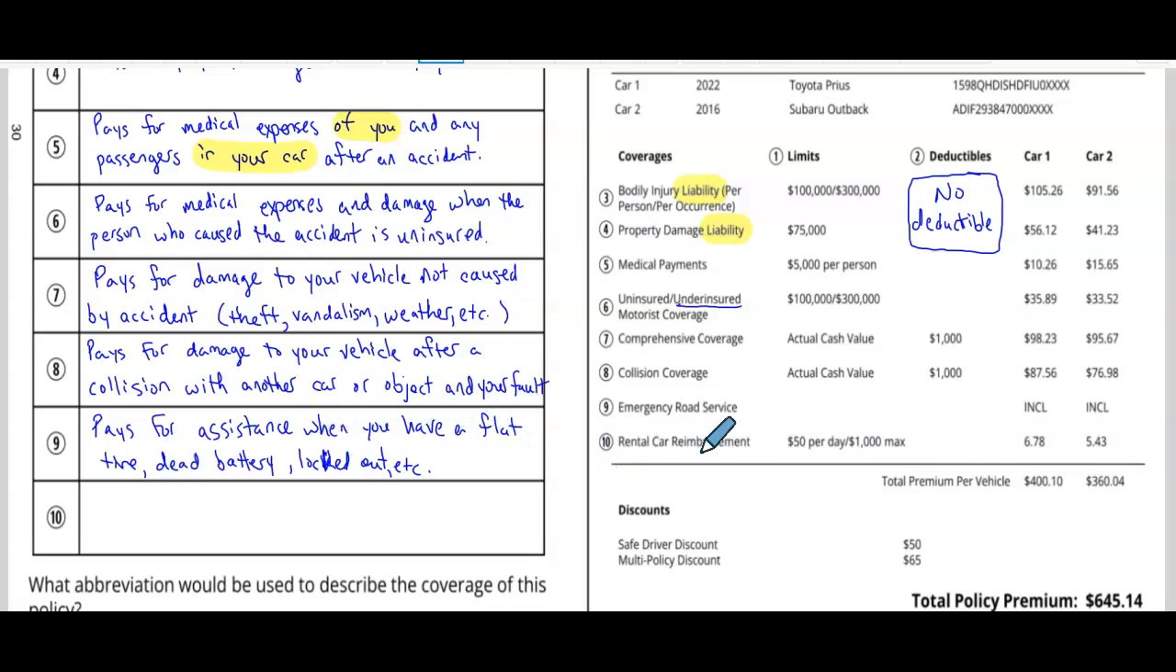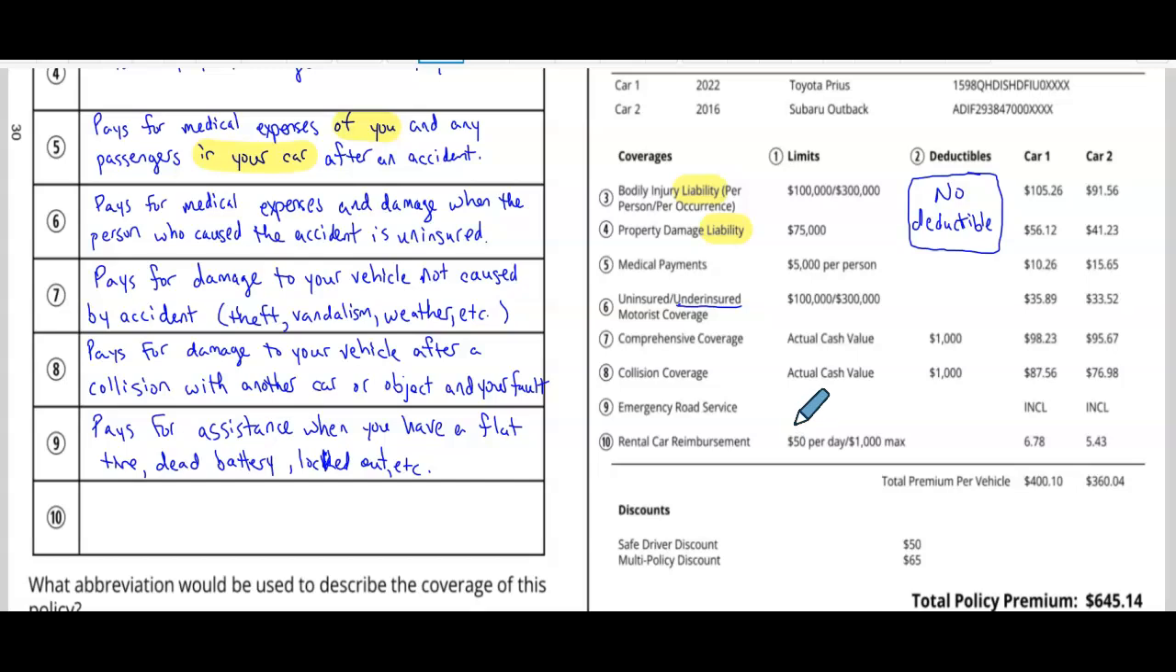And number 10, rental car reimbursement. So if you get in an accident, it's going to take 2 weeks to repair your car, which isn't impossible. Could take longer. If you have rental car reimbursement, you could get a rental car and have it covered by your insurance. There are limits to this, $50 per day, so you can't go rent a car that's going to be a $300 vehicle. $50 per day, $1,000 max.